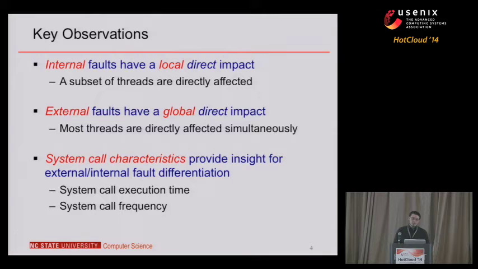And then lastly, we also observed that system call characteristics provide insight for external and internal fault differentiation. And the reason for this is that these kinds of performance anomalies will manifest as either a change in system call execution time or system call frequency. And we can extract features by looking at the changes in execution time and frequency to help us differentiate internal from external faults.